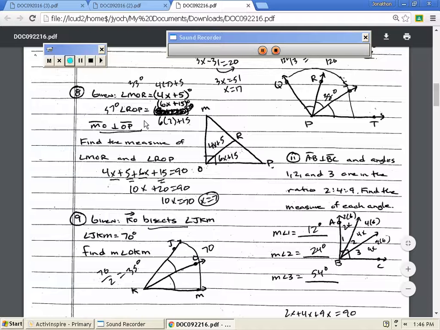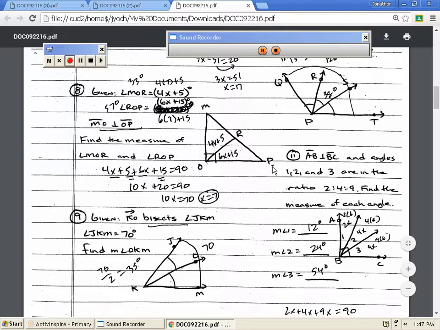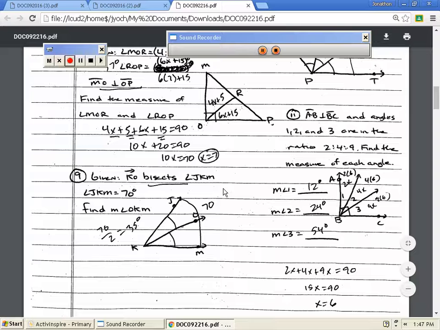MOR and ROP are perpendicular because of that statement right there. So don't set them equal to each other. If you do that, you get a negative. That should be a dead giveaway that you should add them and set them equal to 90. Take that 7 and plug it in there and there. 33 and 57. Guys, a 9. 9 couldn't be easier.